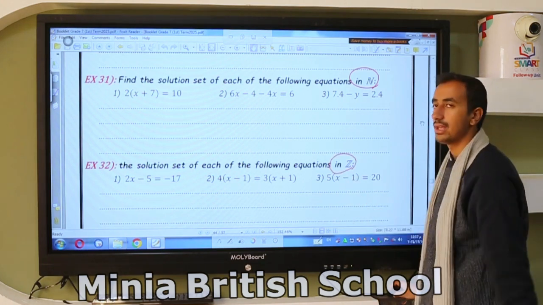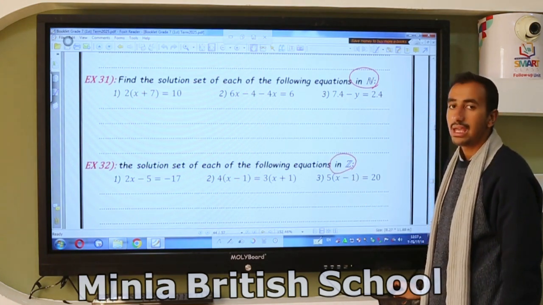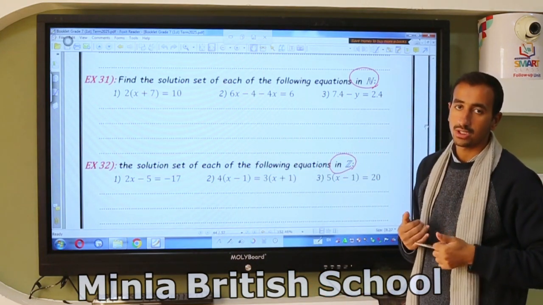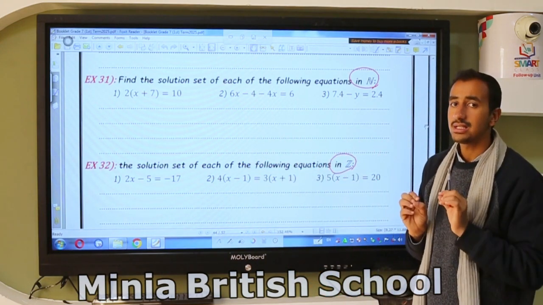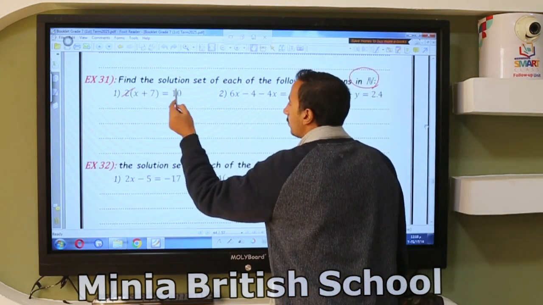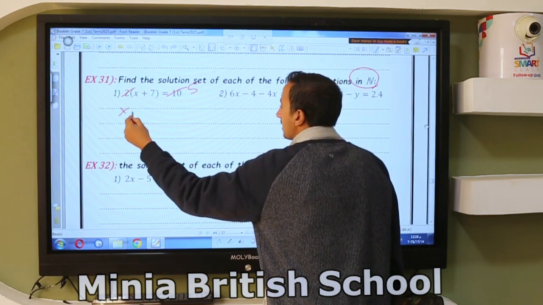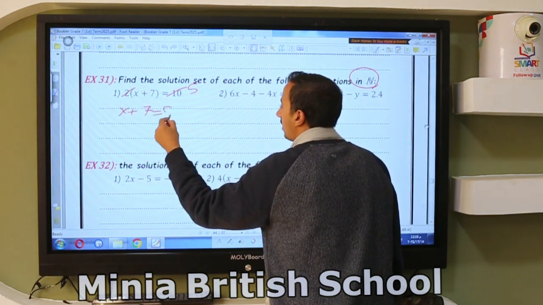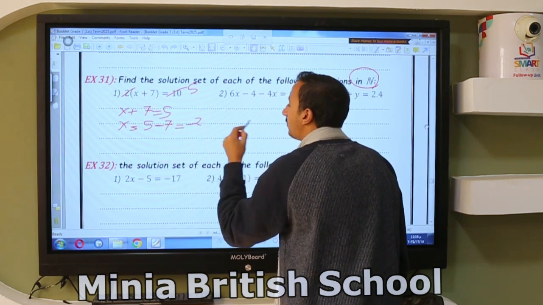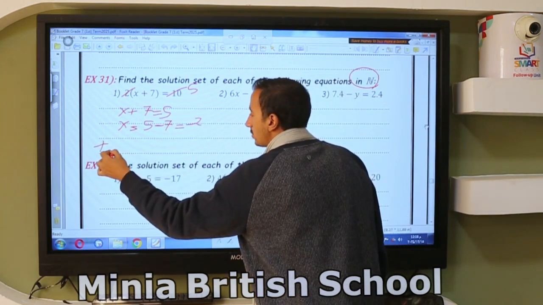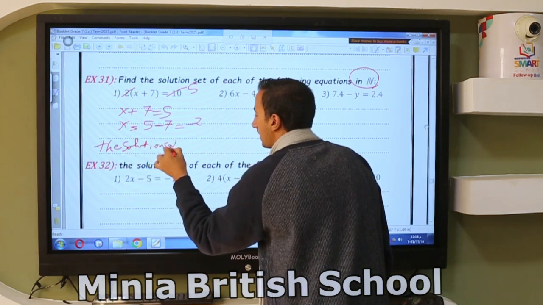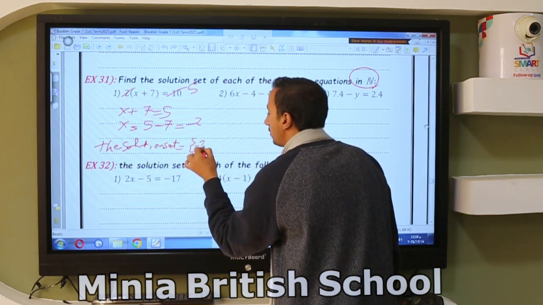The second strategy: find the solution set if the substitution set is the natural numbers or the integers. Here you can find it by solving this equation using the inverse operation, which you took in grade 6, and the answer will be the solution set inside the brackets. Here we divide 10 by 2, it will be 5. So x plus 7 equals 5, x equals 5 minus 7, it will be negative 2. The solution set will be negative 2.